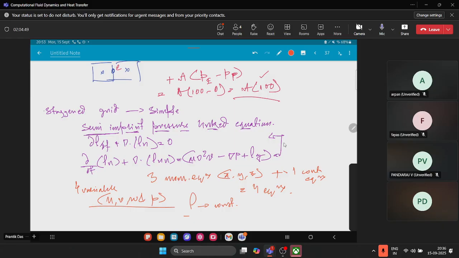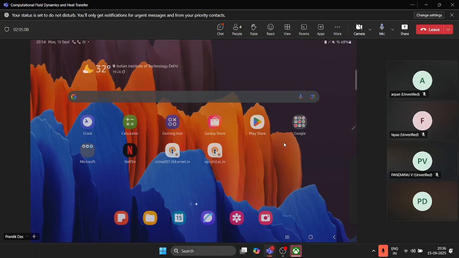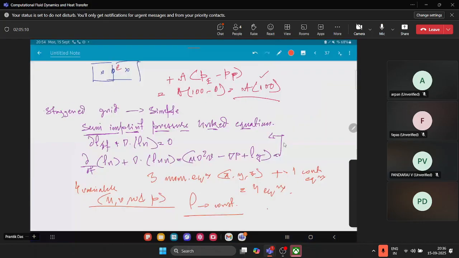If density is constant, then it's an incompressible flow. If density is not constant, it's a compressible flow. And generally, when the Mach number is less than 0.33, the density variation becomes less than 5%. So that's one of the things you should know. Using the Mach number, you can find out whether it's a compressible or an incompressible flow. Is it clear to you?